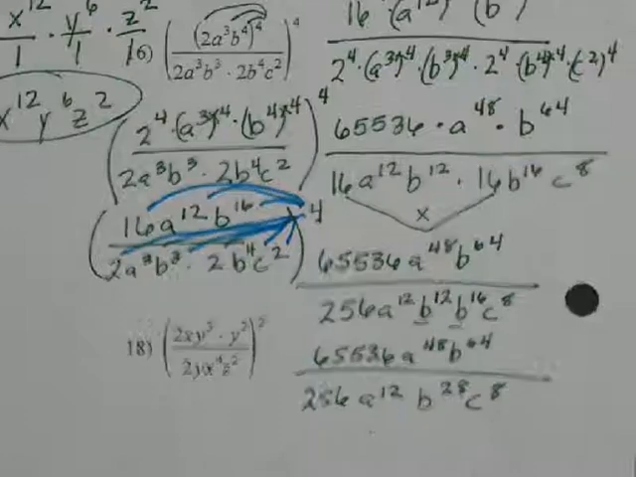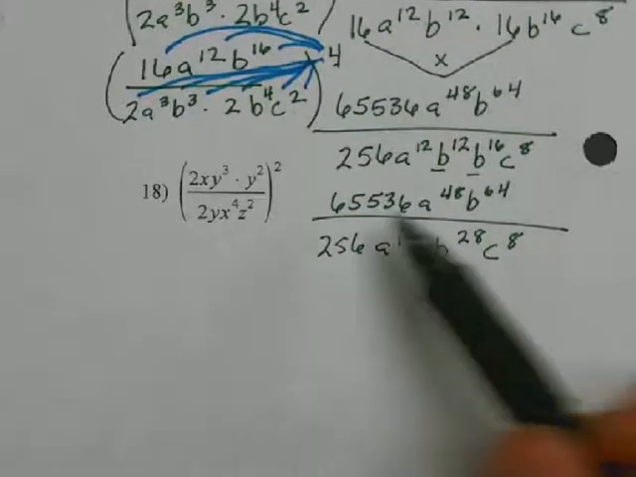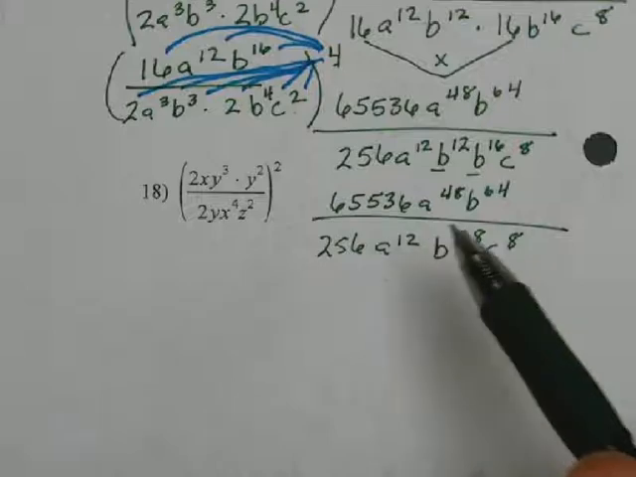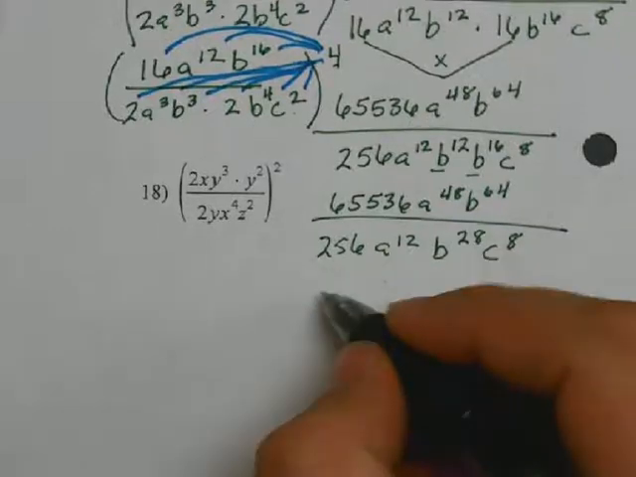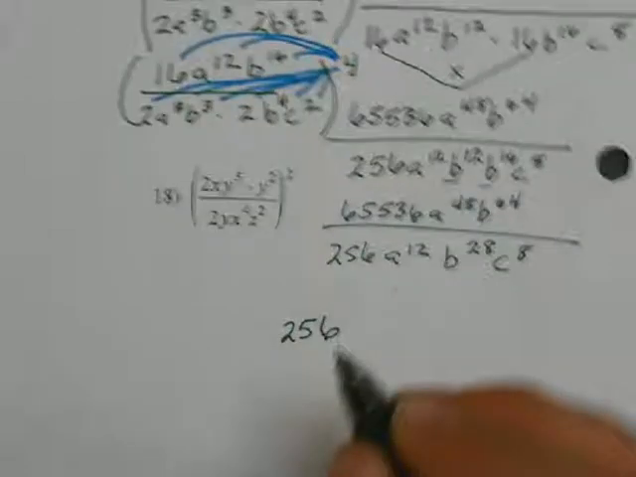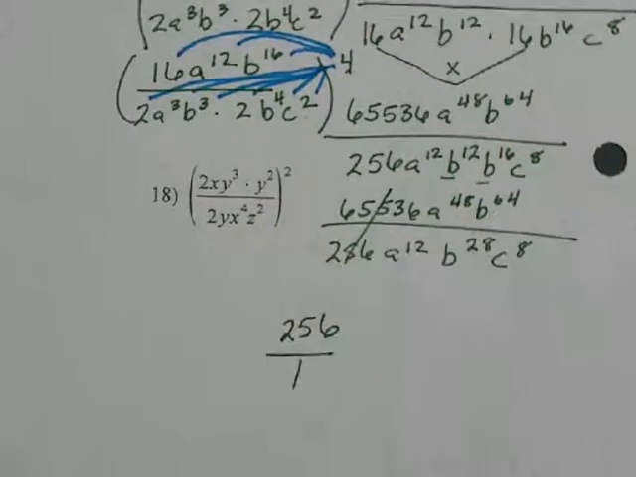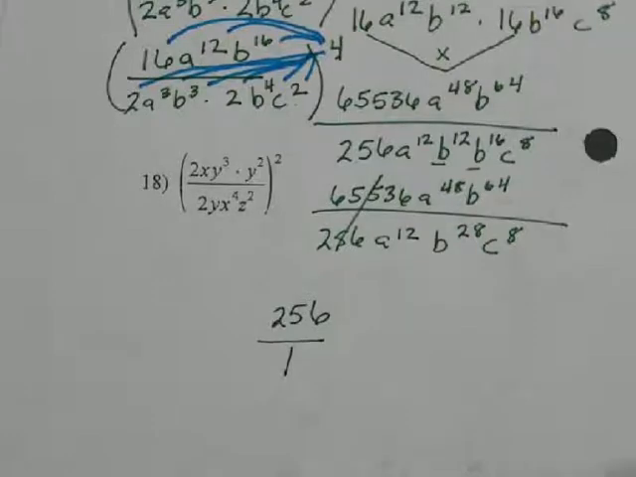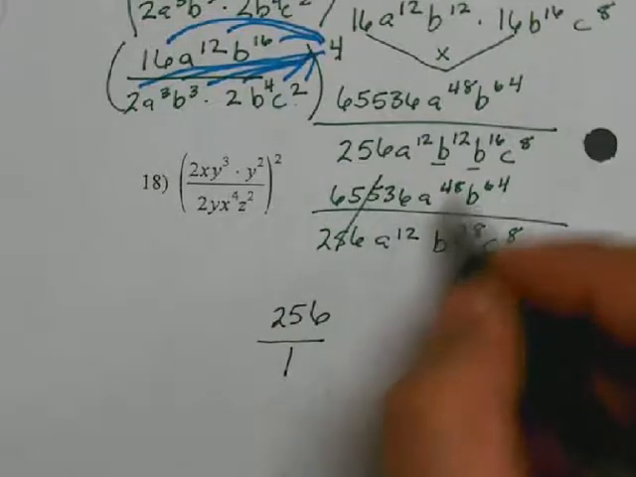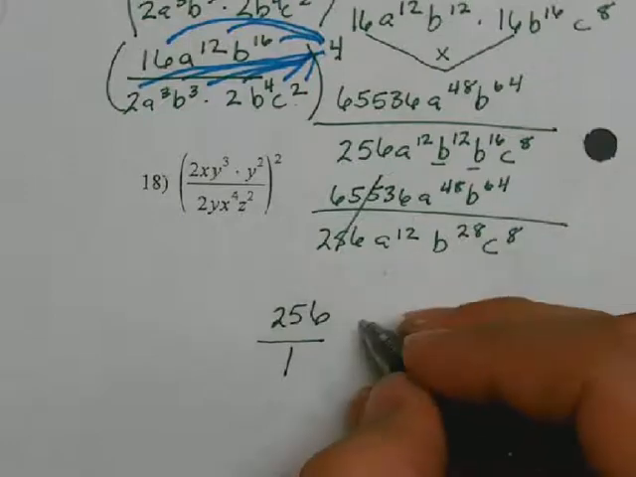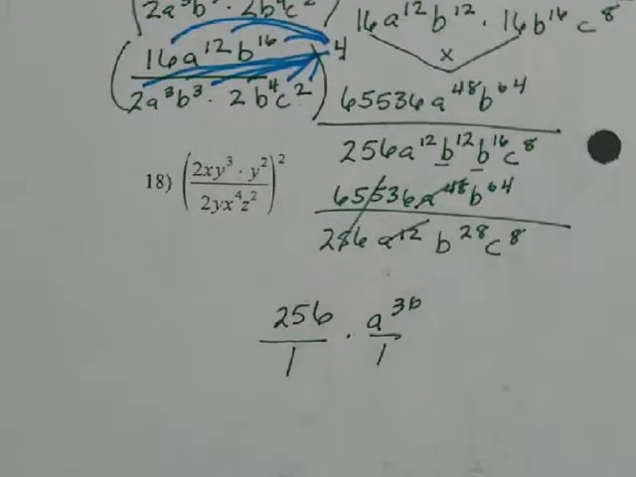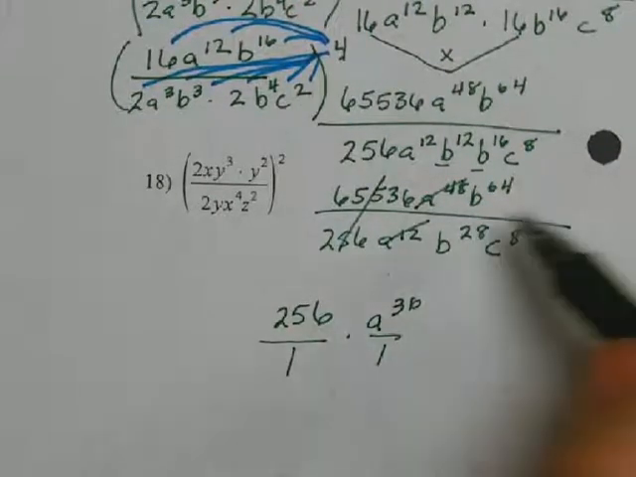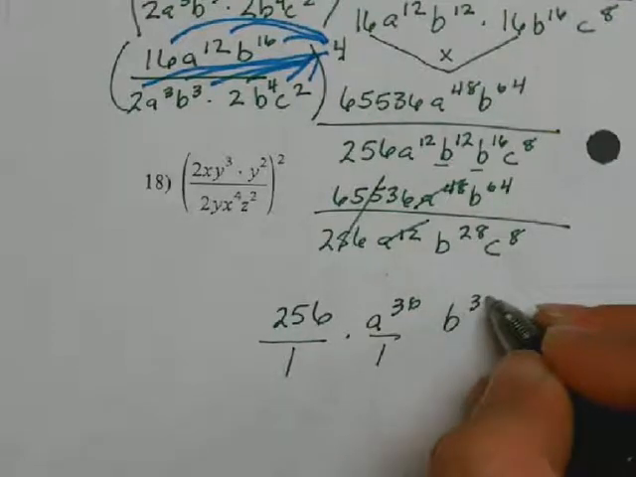So then from there, now I'm ready to simplify. 65,536 would be simplified to, if you say 65,536 divided by 256, you're going to get 256. So 256 over 1. So that takes care of those two. And then the a to the 48th over a to the 12th, you subtract exponents. So that's simply going to be a to the 36 over 1. That takes care of the a's. Go to the b's. You have 64 minus 28. 64 minus 28 would be b to the 36th power. And then that's going to be over 1.